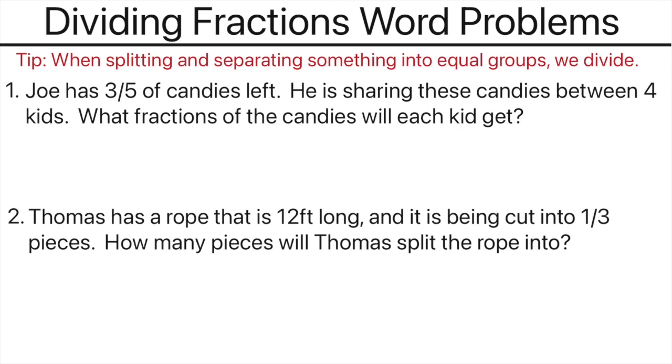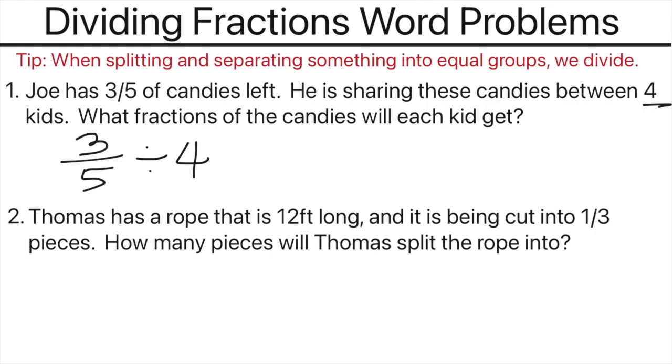When looking at this type of problem, the first thing that we want to look for is whatever is being divided or split up into equal groups will need to go first. In this example, what's being shared are the 3/5 of the candy, so this will be 3/5. And how many equal groups are we dividing them into? As we can see from the example, there are 4 kids, so we're dividing between 4 kids. So we'll divide by 4. So that would be the setup for this question.